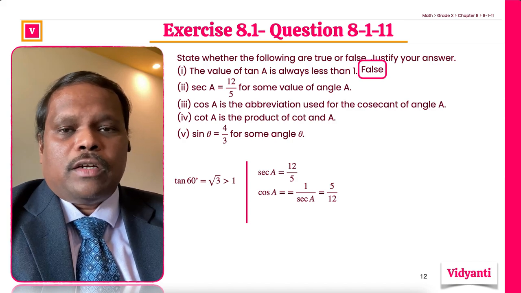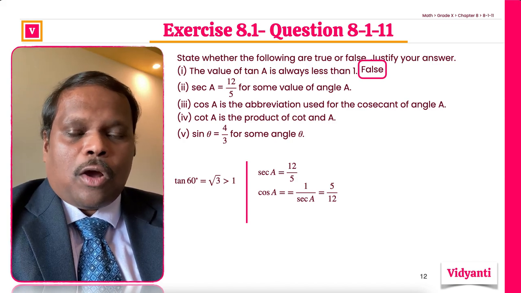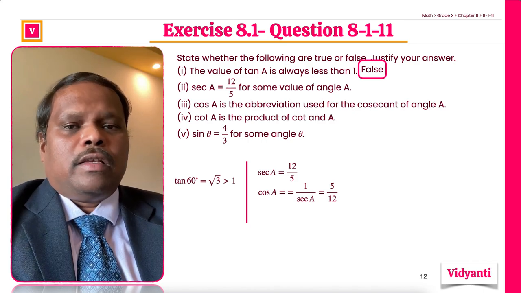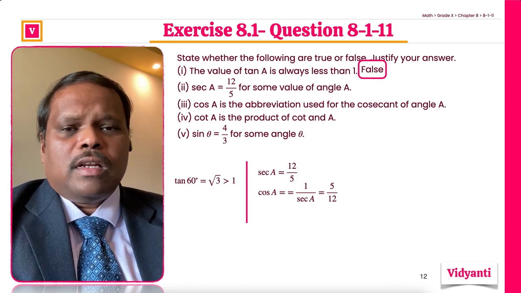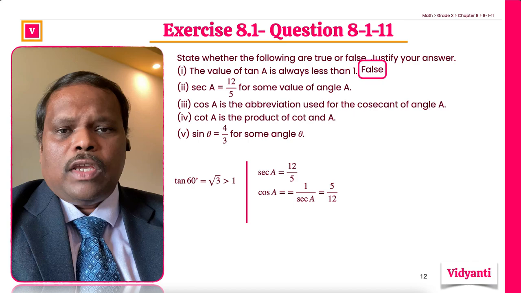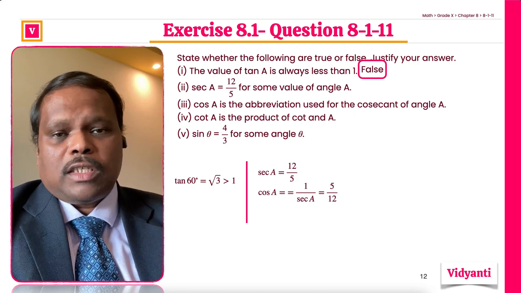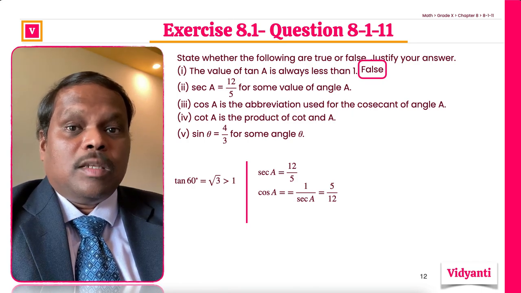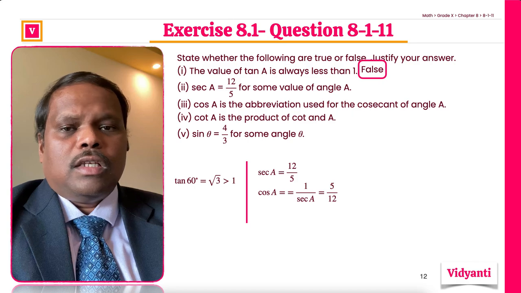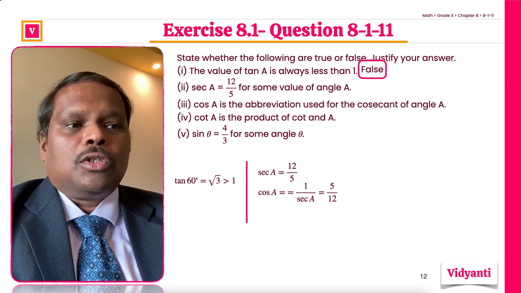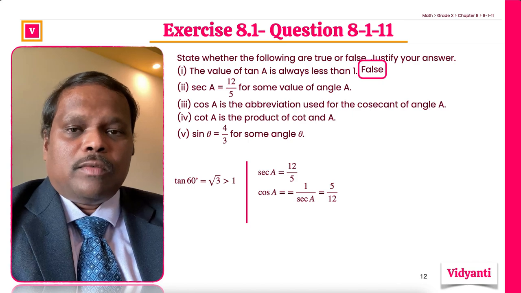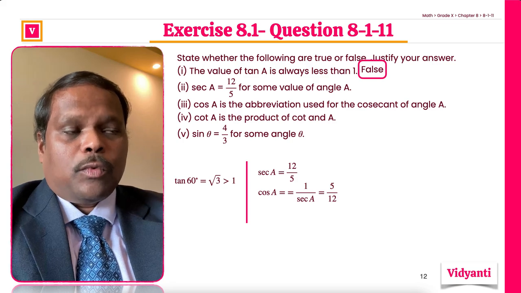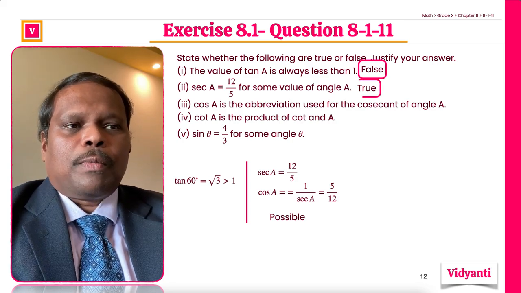Sine and cosine ratios cannot go beyond 1. The maximum value they can assume is exactly 1. Since 5 over 12 is still less than 1, cosine of A equal to 5 over 12 is possible. And since cosine A being 5 over 12 is possible, the reciprocal ratio sec A is also possible for the reciprocal value, 12 over 5. So I'm going to mark this as true.